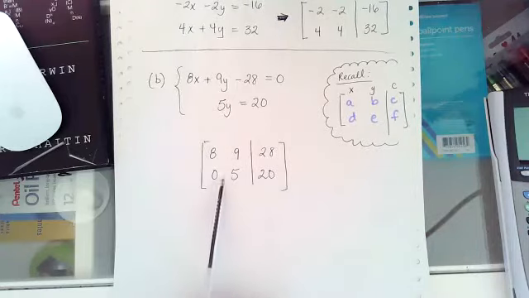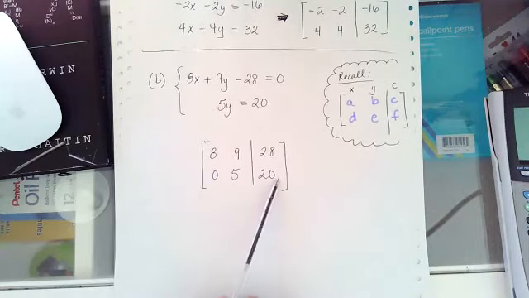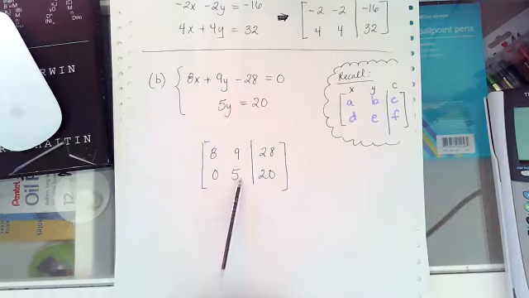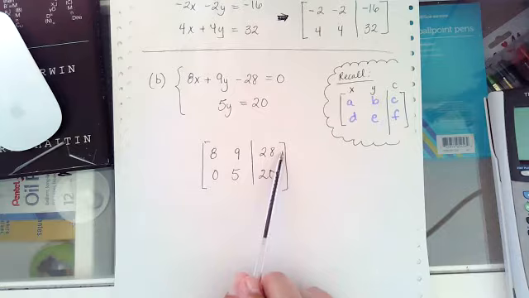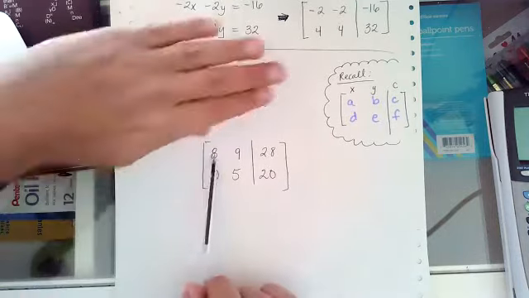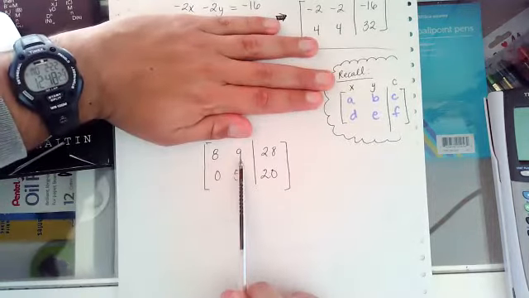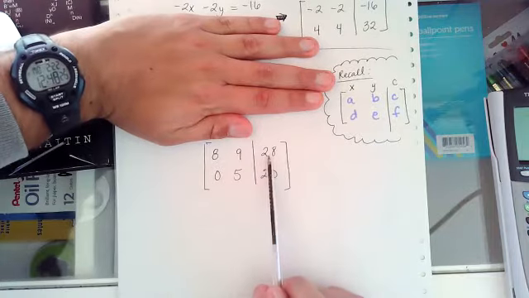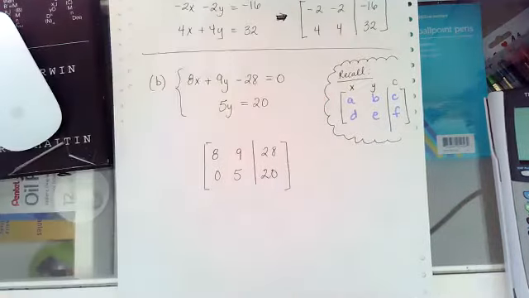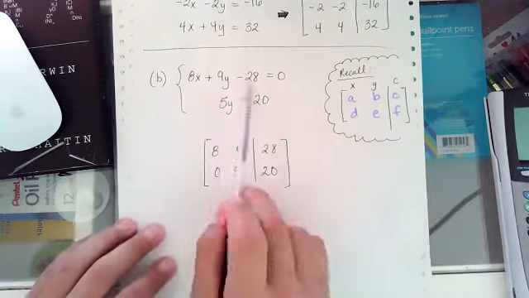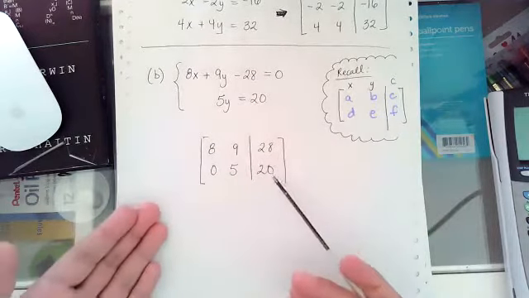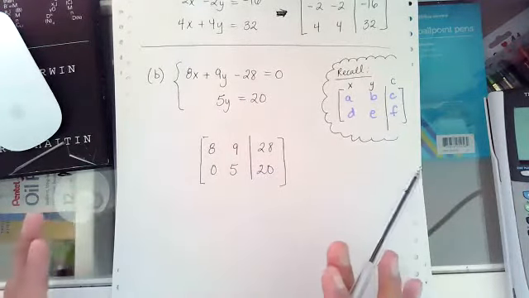So it's pretty natural to say, okay, in the second row here, my equation is 5y equals 20. And the first row corresponds to the equation 8x plus 9y equals 28. That's the nice thing about taking this information and condensing it into a small block of numbers.